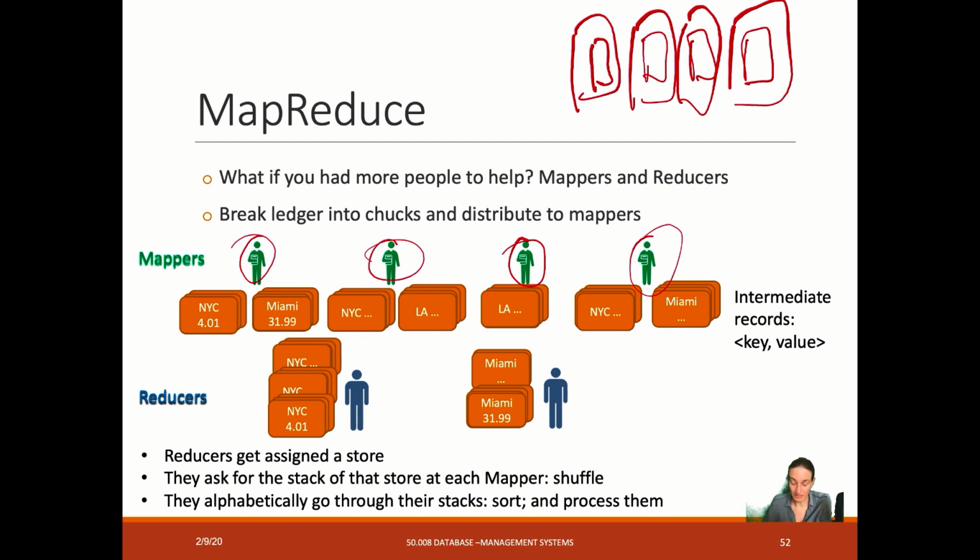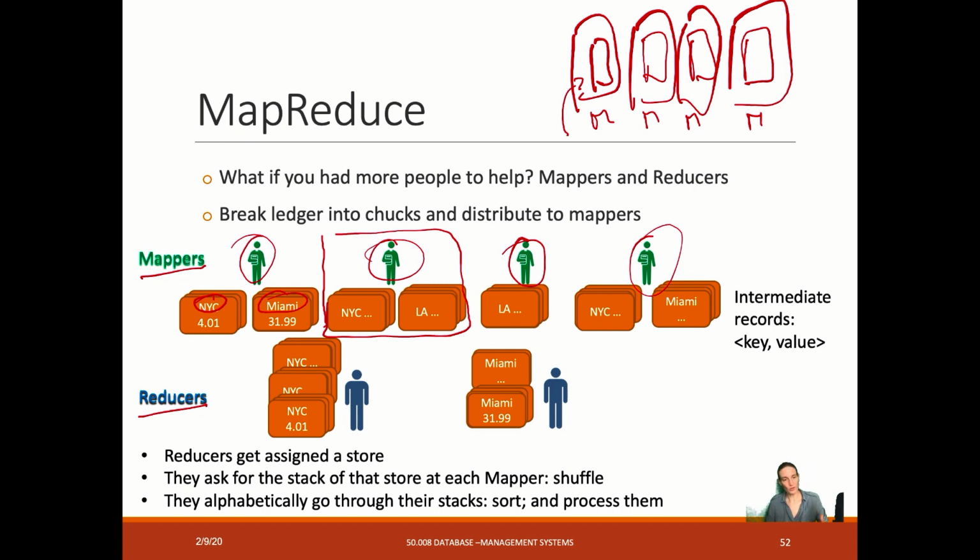Each of the data nodes has a mapper. Each of the mappers will look through the data that they have, and they will make nice piles. They will make piles per store, which is our key. So on each of the data nodes, we'll get piles per key. Great, that's all that happens. This is our map task. Easy peasy. Then we have the reduce task.